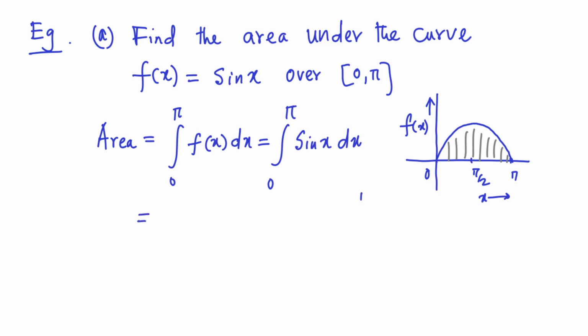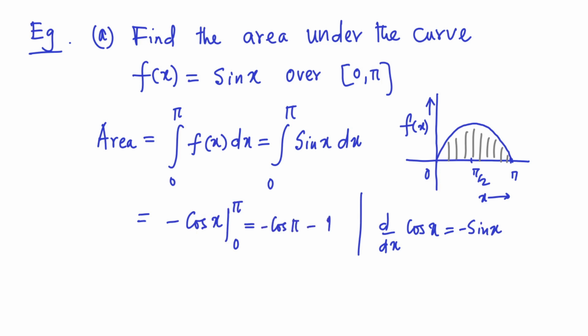One can show derivative of cos x to be minus of sin x. So therefore, antiderivative of minus of sin x is cosine x. Now using the value of cosine x at x equal to 0 and x equal to pi, we can evaluate the area under the curve sin x to be plus 2.